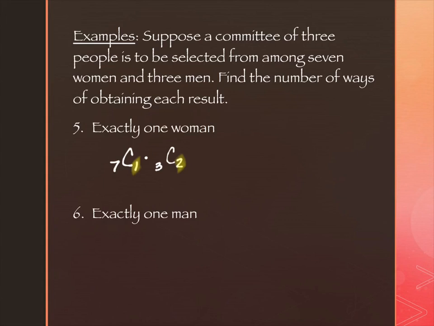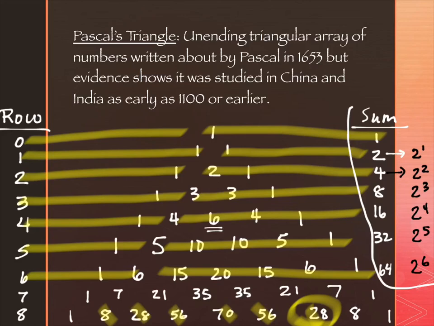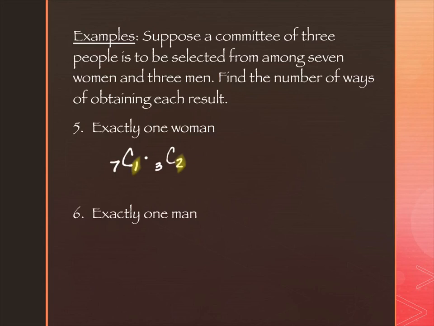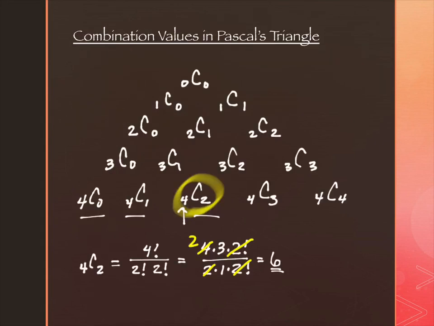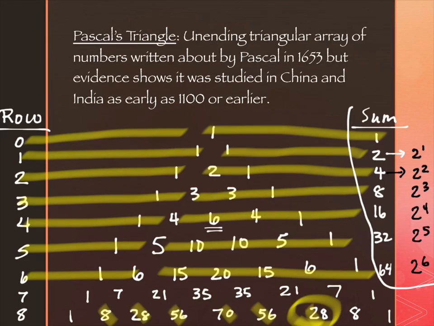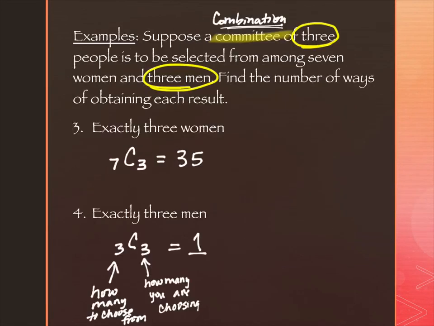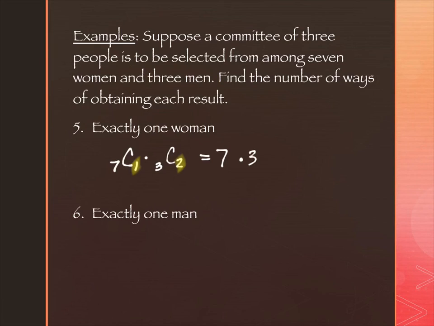7C1 gets me the 1 woman. 3C2 gets me the 2 men on the committee. And we can use our triangle again to do that. So 7C1. What is 7C1? It's 7. And then I need 3C2. Yeah, 3C2 is actually 3. Everybody find that one okay? And 7 times 3 would be 21. So there are 21 different combinations of people I could pick to make a committee that had this structure.